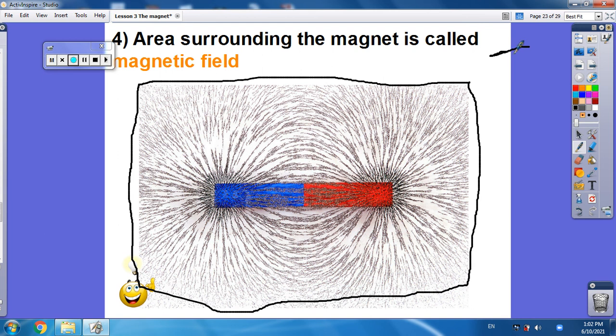So if we have a nail here in this space, and also we have a nail here in this space, which nail is attracted to the magnet and why? This nail is attracted to the magnet because it's inside the magnetic field of this magnet, but this nail is not attracted to the magnet. Why? Because it's outside the magnetic field of this magnet, okay? So now we know the area surrounding the magnet is called the magnetic field.